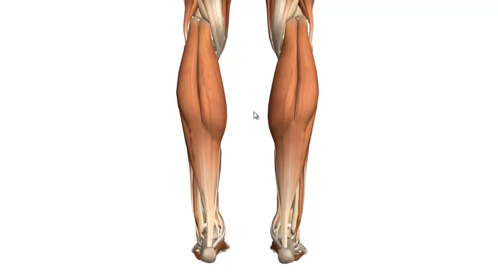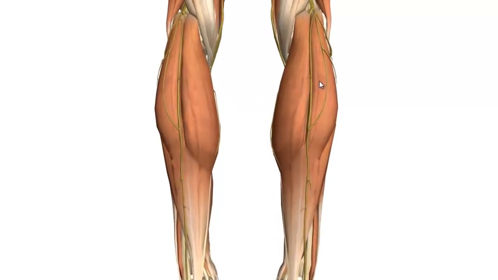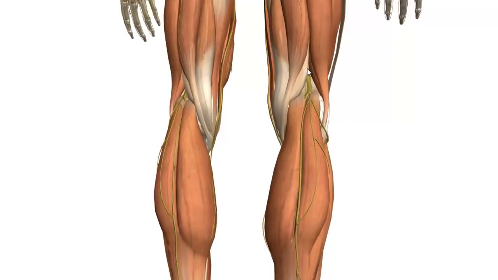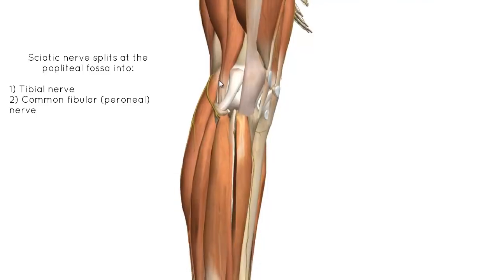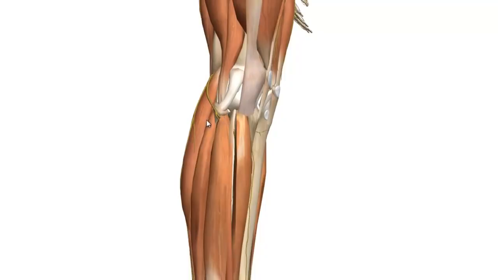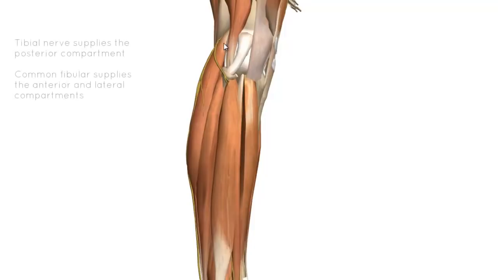Just briefly, a quick word about innervation. If I bring in the nerves, looking here at the popliteal fossa, you can see the sciatic nerve, and it splits into two main branches. You've got the tibial branch of the sciatic nerve, and you've got the common peroneal branch, the common fibular branch of the sciatic nerve. The tibial nerve supplies the muscles of the posterior compartment, and the common peroneal nerve, which winds round laterally here, innervates the anterior and lateral compartments of the leg.